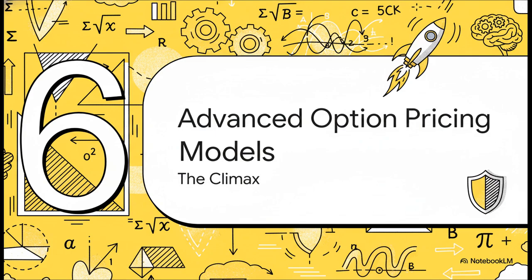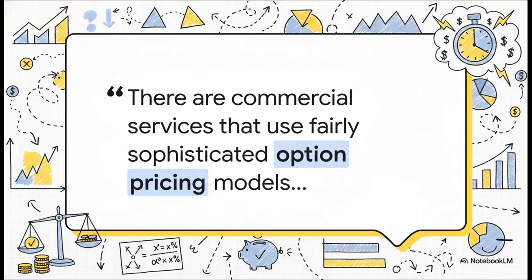Finally, we reach Section 6, Advanced Option Pricing Models, the climax. This is where we bring in the heavy mathematical machinery. Up until now, we've used market prices and historical ratings, but there are commercial services out there that use fairly sophisticated option pricing models to estimate these values. What this means is that we can apply complex math to bank loan portfolios to extract the exact risk-neutral probability of default. It allows a lender to look at a firm's volatility and mathematically verify, is the interest rate I'm charging today actually high enough to cover the statistical probability this company goes bankrupt tomorrow? It's risk pricing turned into an absolute pure science.